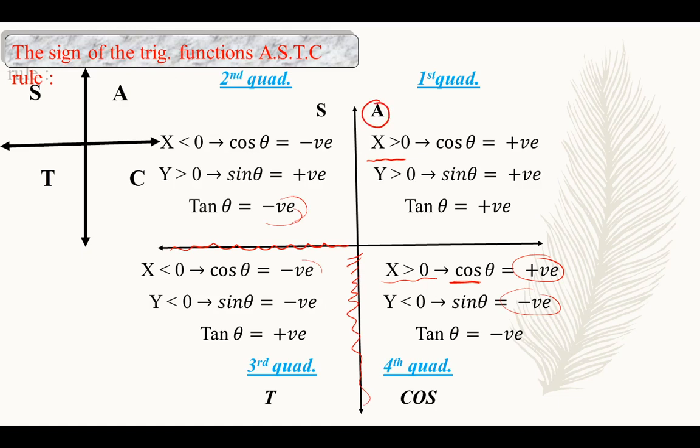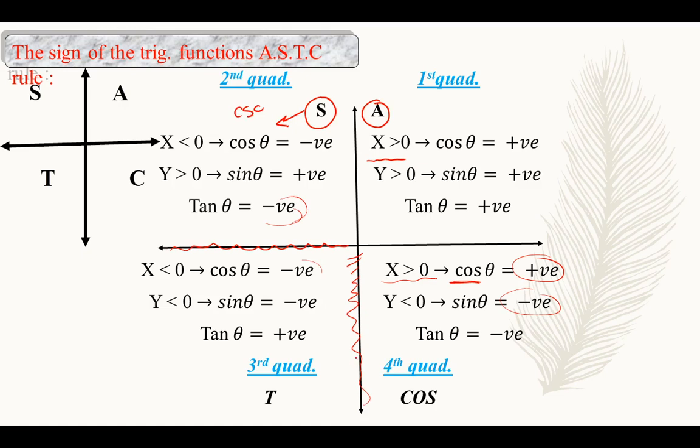All the trigonometric functions are positive. Sine, cosine, tan, sec, cosec, cotan, all of them are positive. In the second quadrant, sine only and its reciprocal, which is cosec theta, is positive. Sine and cosec are positive, and the rest of the trigonometric functions will be negative.